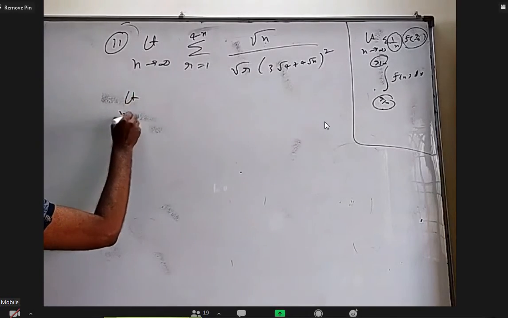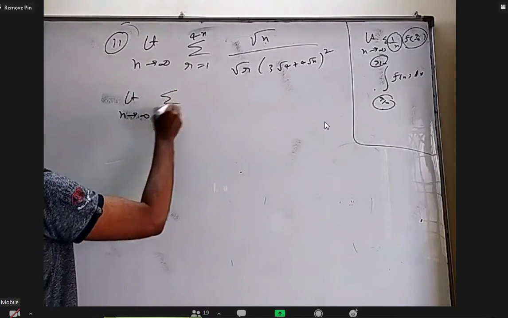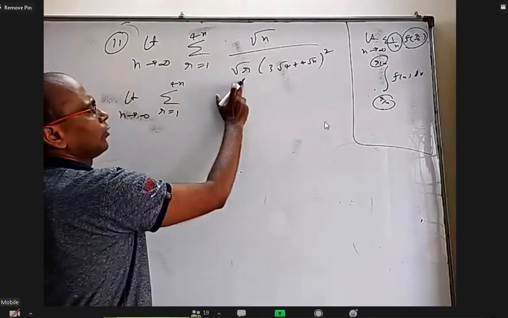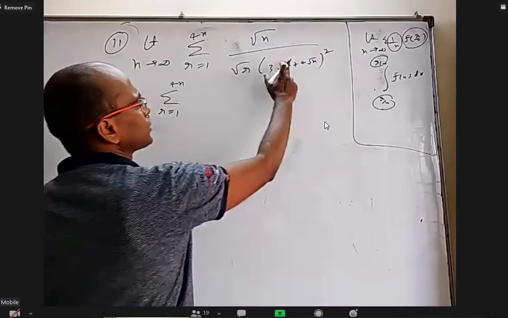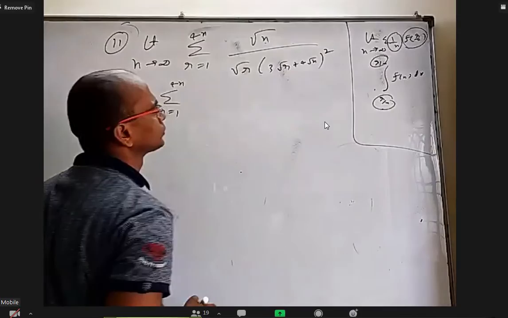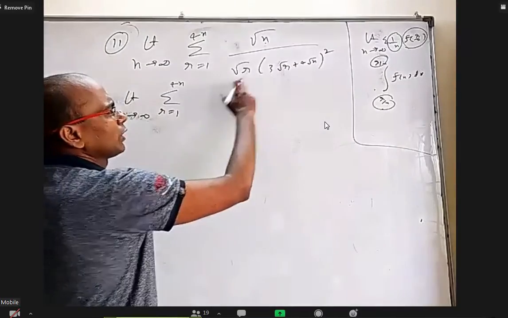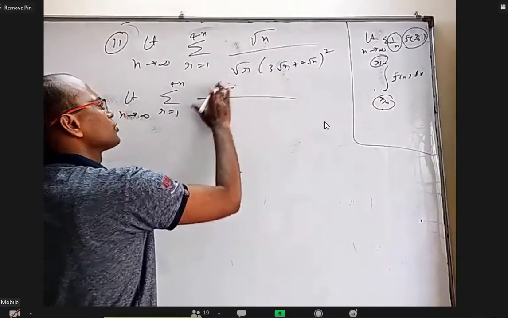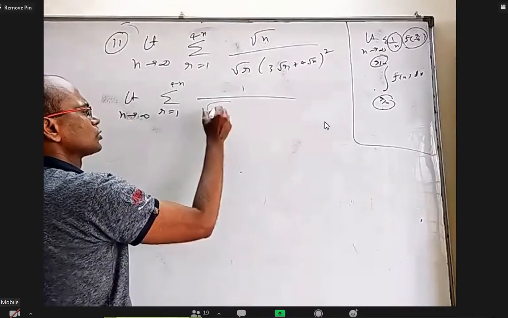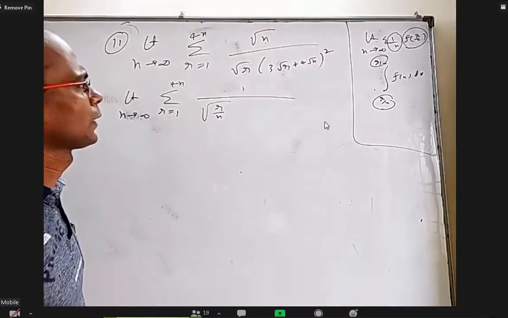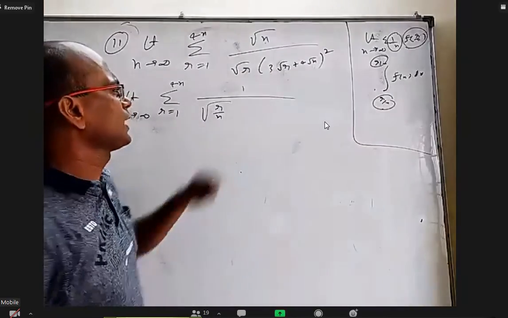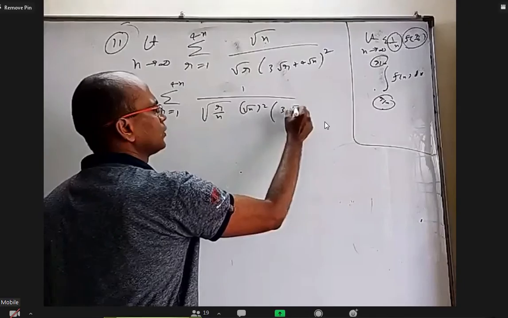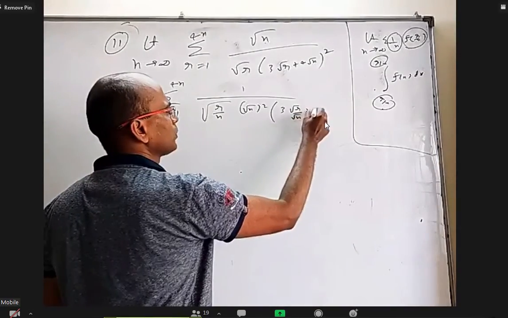So limit n tends to infinity, sigma r equal to 1 to 4n. I want to divide by root r. I want to divide by one root. First of all, I can take root n common. So root n is on the top, which I can bring down later. So 1 by square root of r by n. Root n, which I take here, will be root n whole square. It will be 3 into root r by root n plus 4 whole square.